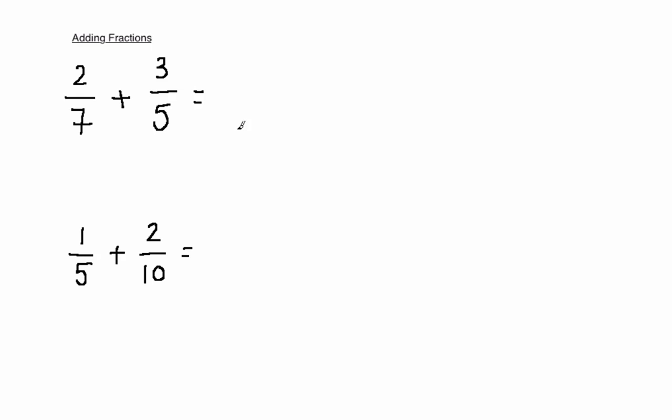Adding fractions together. In these two questions, the denominators of each fraction are different. This means we need to change both these fractions into equivalent fractions before adding them together. The lowest common multiple of 7 and 5 is 35. So both of these numbers are going to be changed into fractions with a denominator of 35.